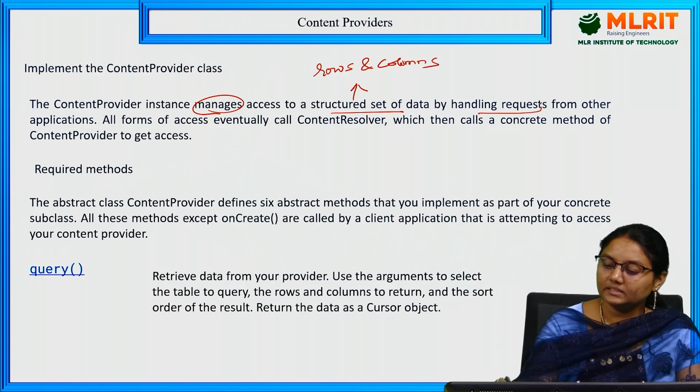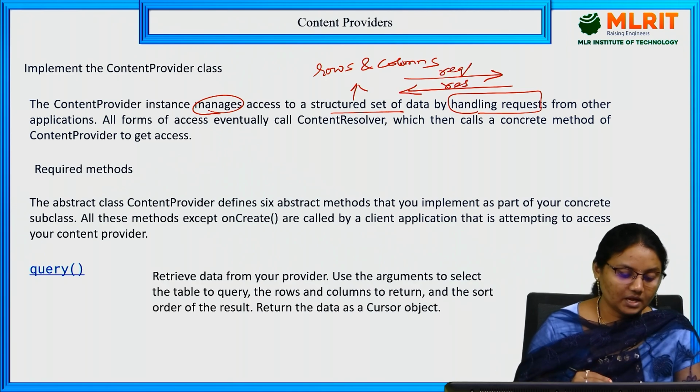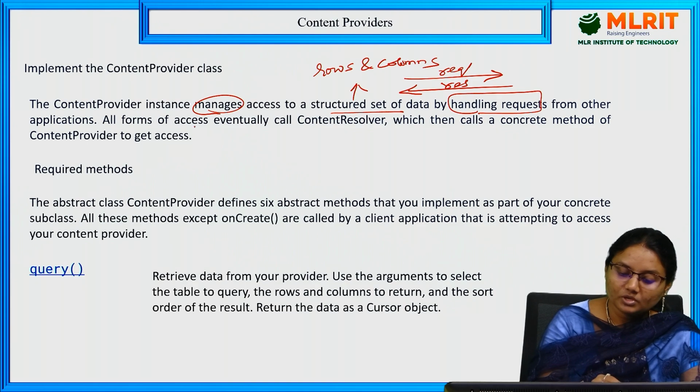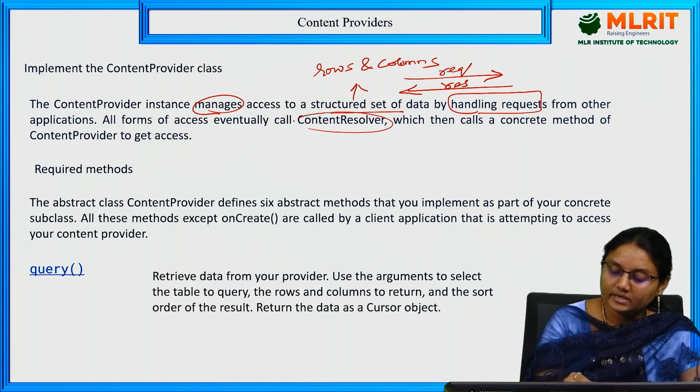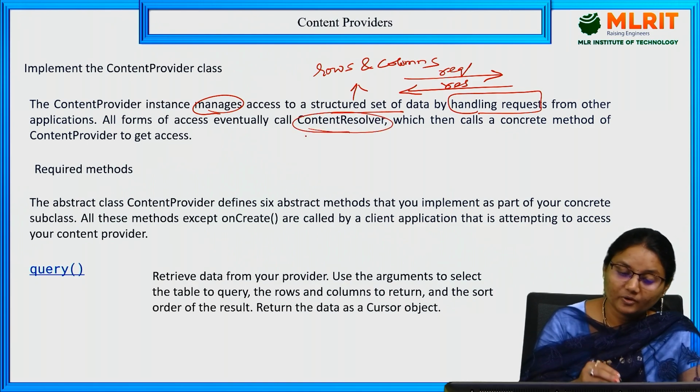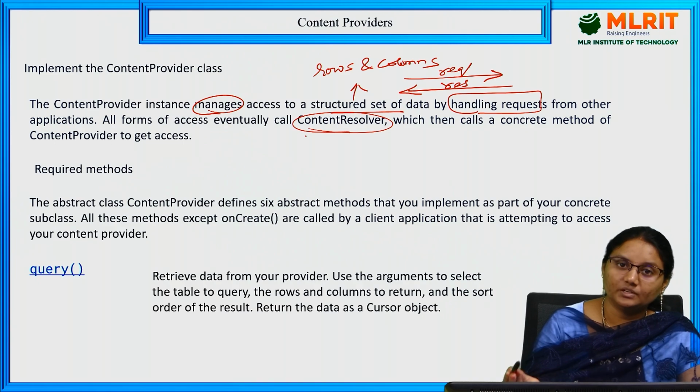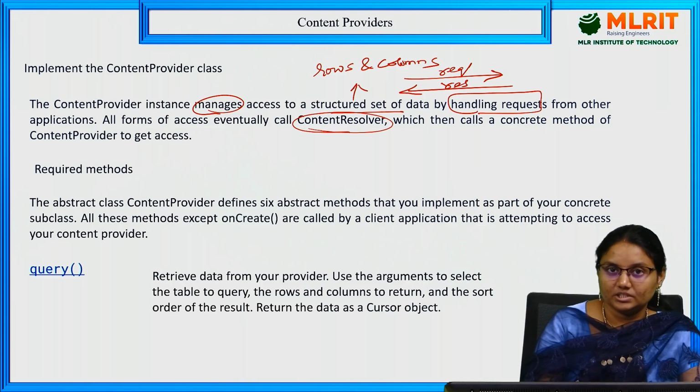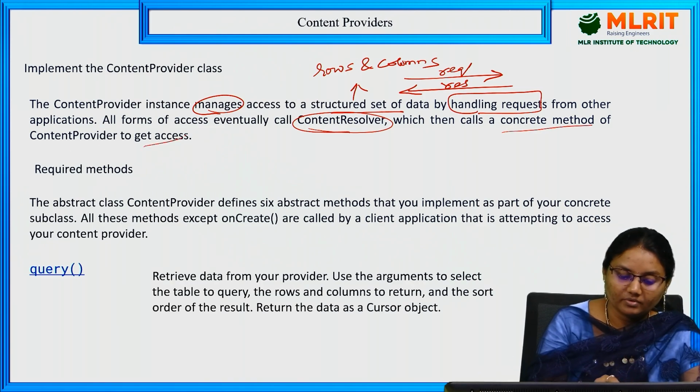By handling the request, you need to send the request and you have to get the responses. This is a request and this is the response from the other application. All forms of access eventually call content resolver. Content provider will provide the information. Content resolver will be loaded and given to the other application, that is resolving, which then calls a concrete method of content provider to get access.